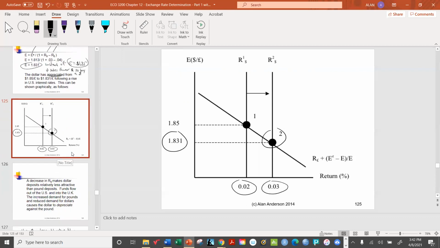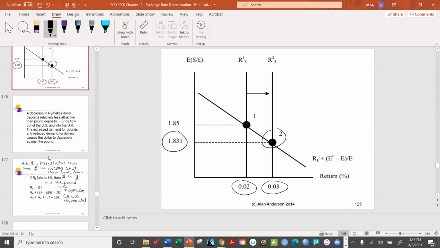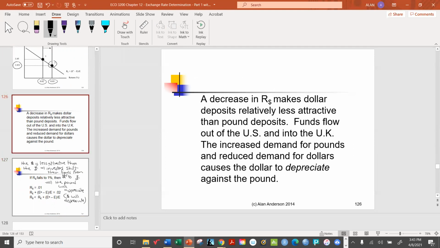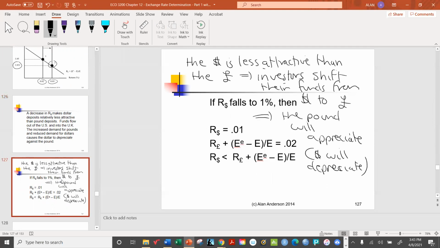Now, obviously, it should be clear that a decrease in the US rate will have the opposite effect. What if we started back at our original position of 2% in the US? What happens if I lower the US rate of interest to, let's say, 1%? Well, I'm sure you can visualize what's going to happen. While we're at it, why don't we figure out the new equilibrium exchange rate? So we plug in our numbers, and at the moment you can see that the UK rate on the right-hand side is now more attractive than the US rate on the left-hand side.